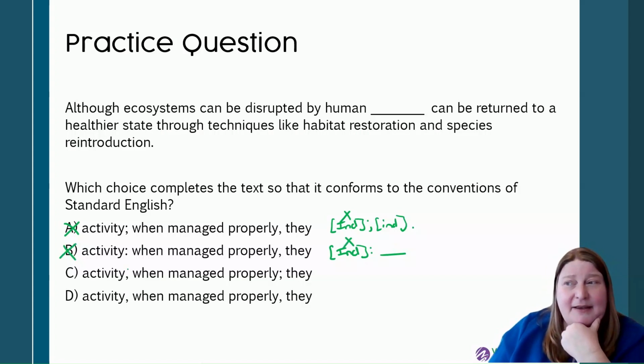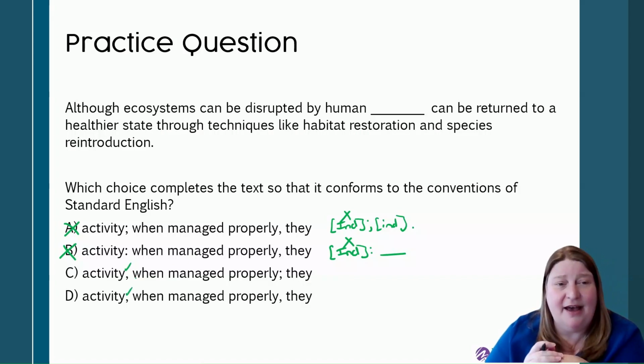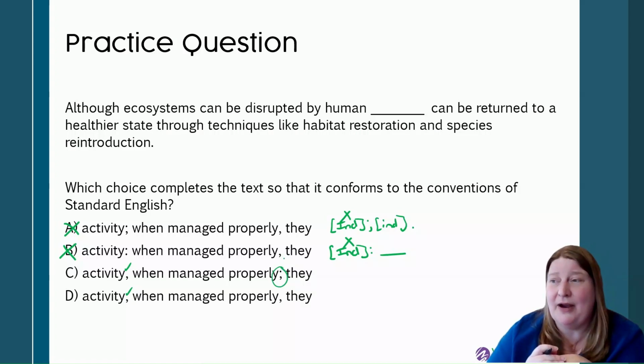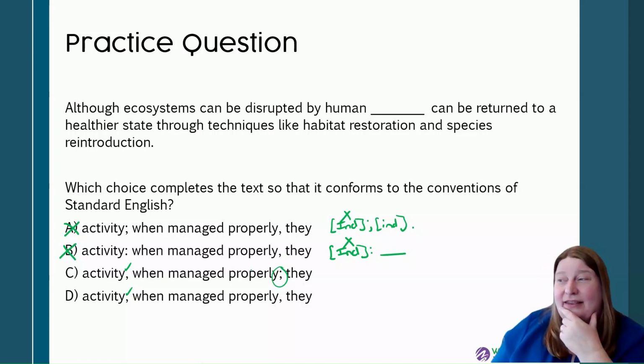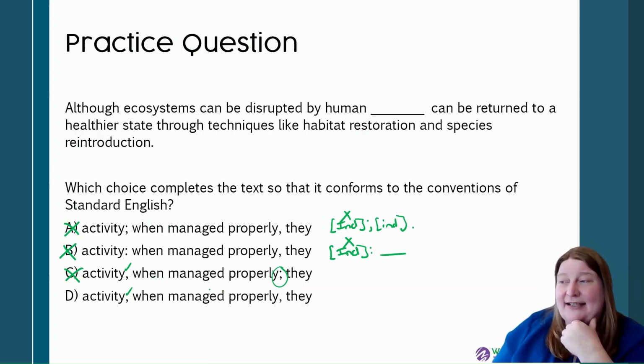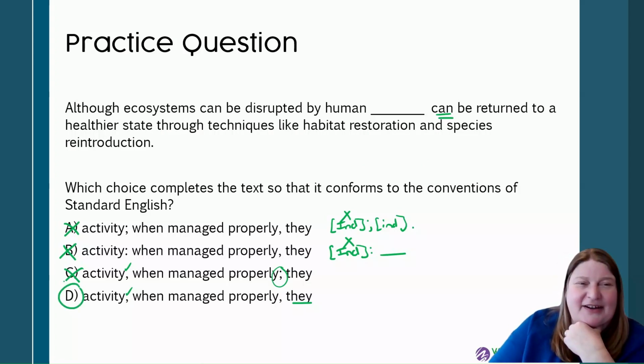Okay, I like C better because I like having a comma after that sentence introduction, right? "Although ecosystems can be disrupted by human activity when managed properly." Oh, we have another semicolon. Can I put a period there after "properly"? No, I have not gotten to the main clause yet, right? I have not completed the thought. C is out. That means by process of elimination, D has to be correct. And that's true. We have a double introduction, or an introduction with a phrase inside of it, and the main sentence happens after that. D is going to be the correct answer here.